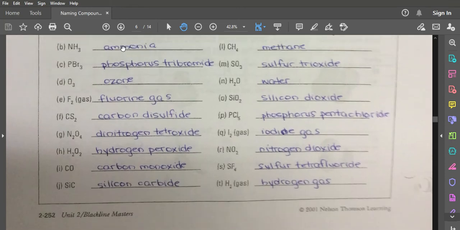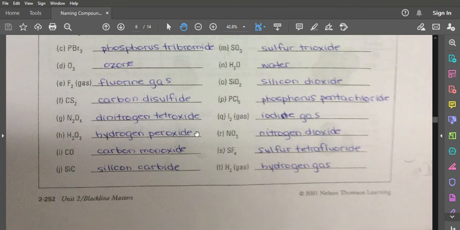So when we said there were some common names for things like ammonia and methane, we could name it using that formula. So nitrogen trihydride or carbon tetrahydride if we didn't memorize these two names. Same with water. We could have dihydrogen oxide or trioxide for ozone.